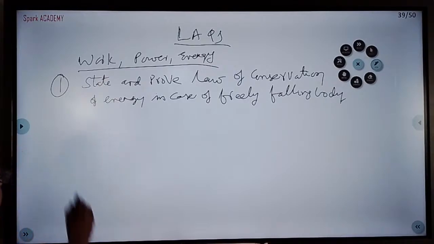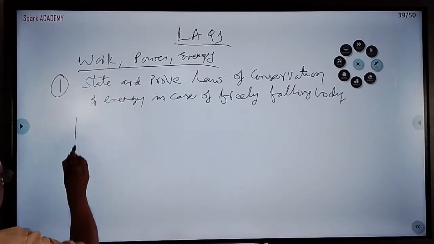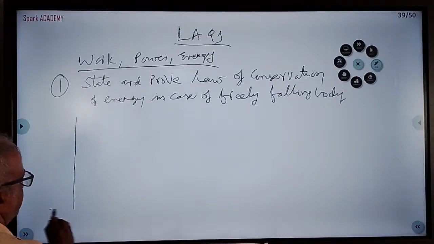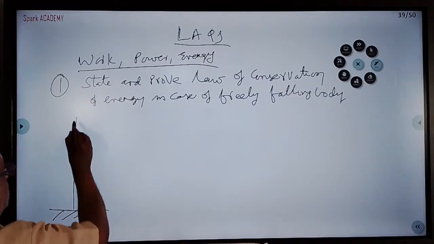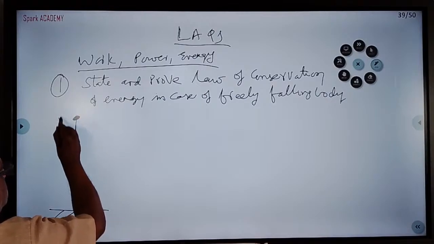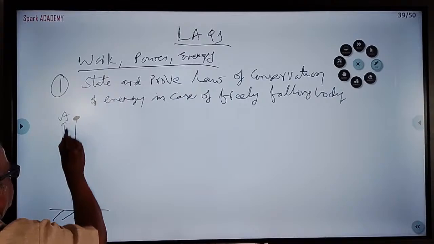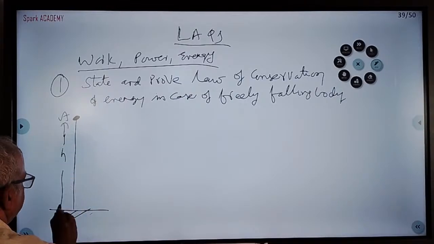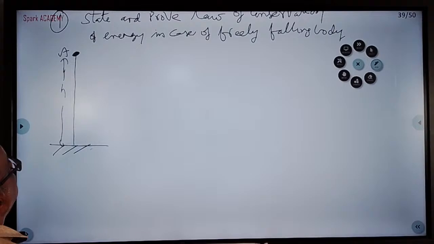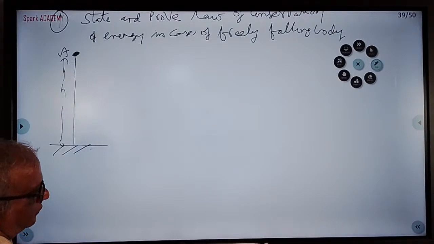Now I am drawing the diagram. This is the ground point. A body is freely falling from point A, which is at a height h from the ground.